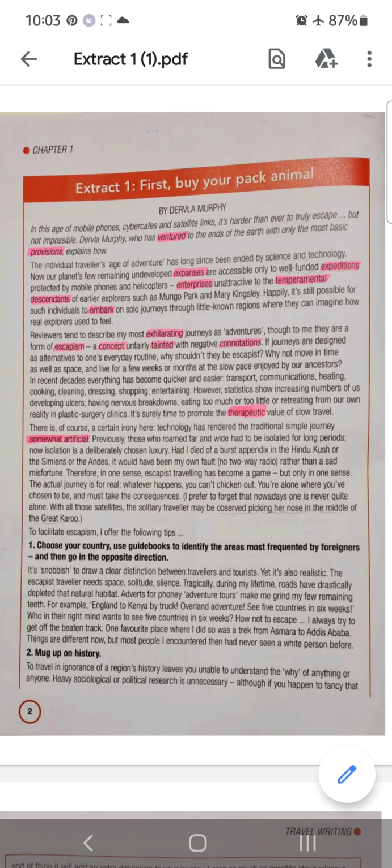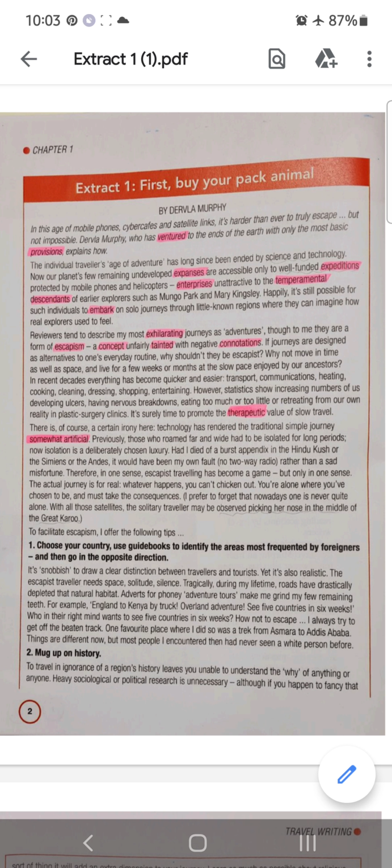With all those satellites, the solitary traveler may be observed picking her nose in the middle of the Great Karoo. What does she mean by this? She means that people now see everything that you do and know everything. And there are, like she said, phones, helicopters, cameras everywhere. So there's no privacy, basically. You can be observed picking your nose in the Great Karoo.